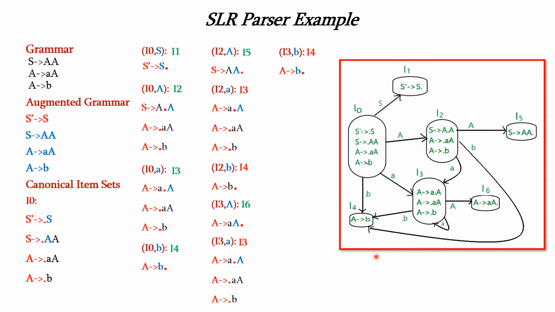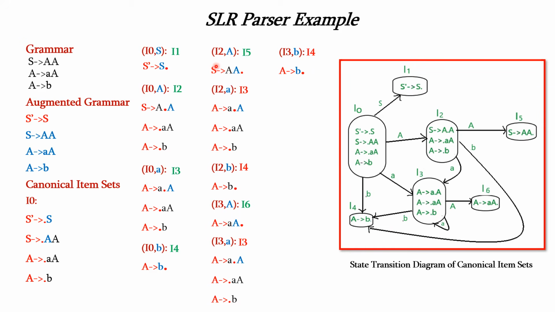We can represent these canonical item sets with the state transition diagram as shown here. We start with the initial item set I0, and we have the relevant productions of I0 here. I0 on capital S makes a transition to I1, as mentioned here. Next, I0 on A goes to I2. I0 on small a goes to I3. Then I0 on b goes to I4.